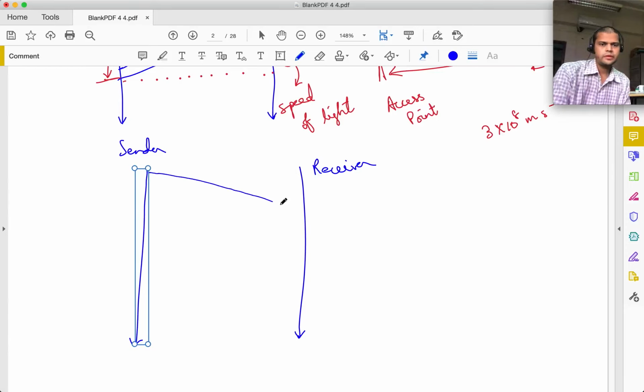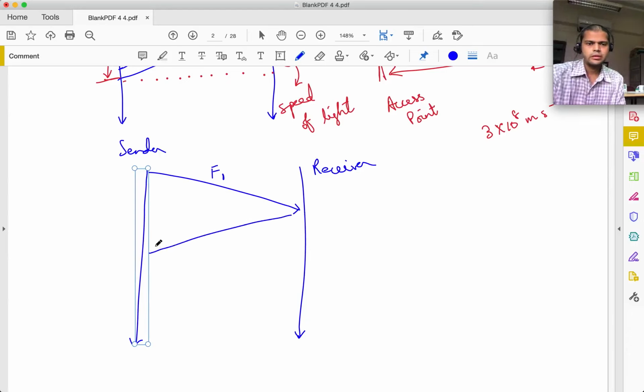So we send out a frame, and just for convenience I'm not drawing this frame as existing for some amount of time, but that's understood. So I'm sending a frame, let's call it frame 1, and what I should normally get back is an acknowledgement. Let's call it A1. So now the timeout should be set to be larger than the round trip time.